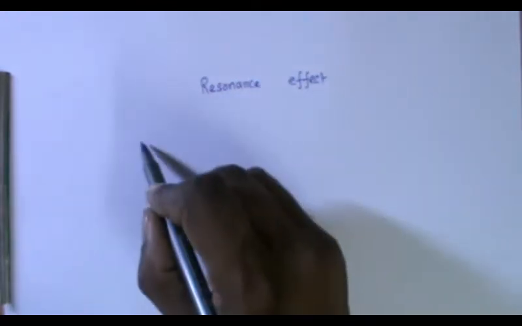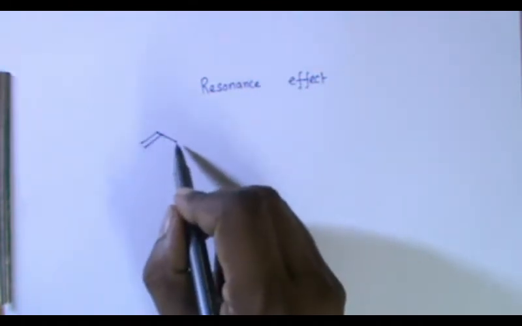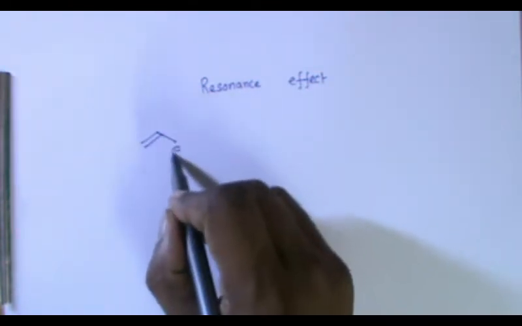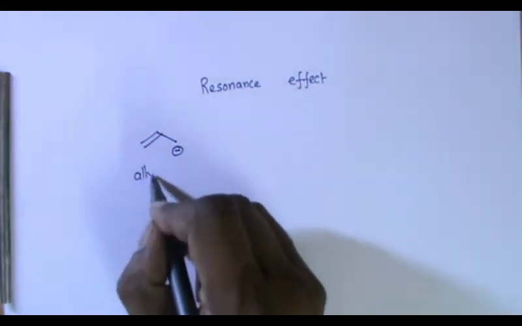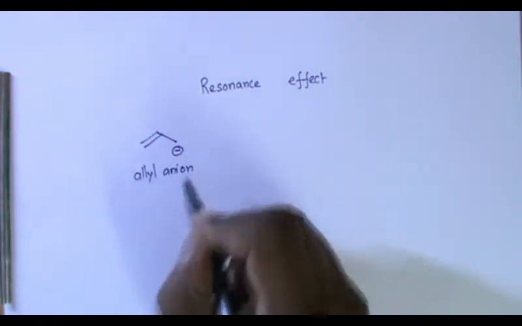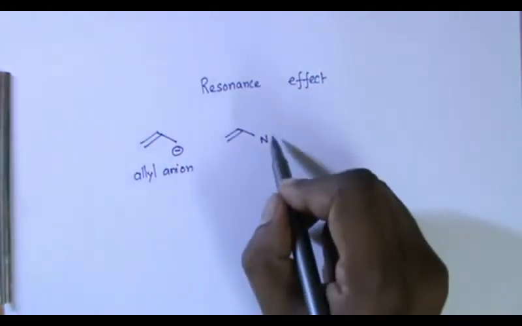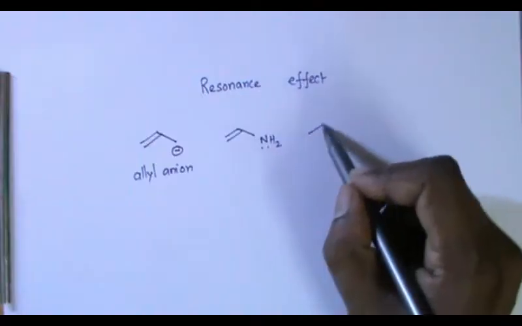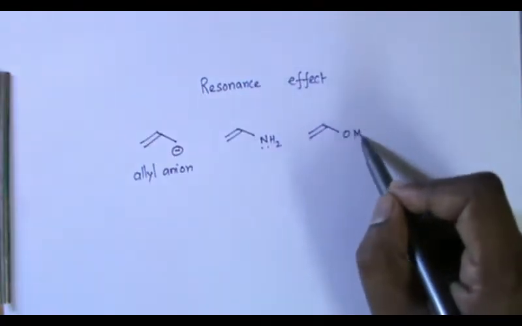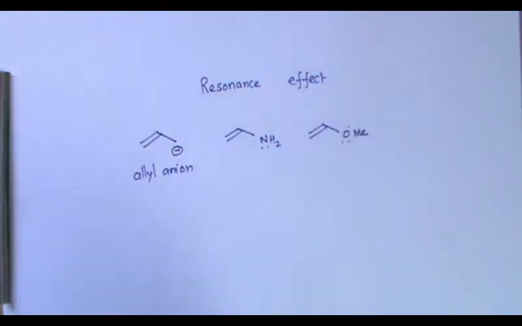What is resonance effect? In order to explain that, I go for a system like this, a double bond. The carbon which is attached to the double bond has a negative charge. So basically it is allyl anion. I go for another system in which it is attached to an amine. The nitrogen has a lone pair of electrons. There is one more system like this, vinyl ether, methyl vinyl ether. This oxygen has two lone pairs of electrons.